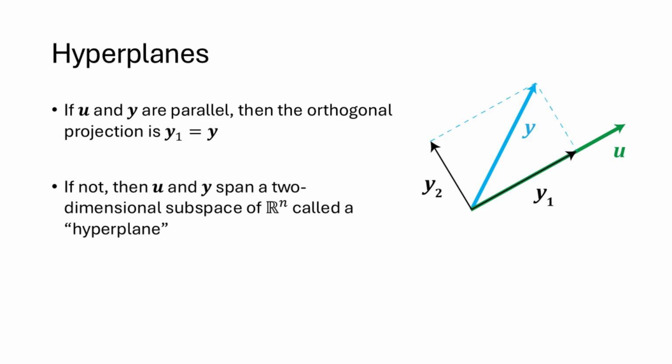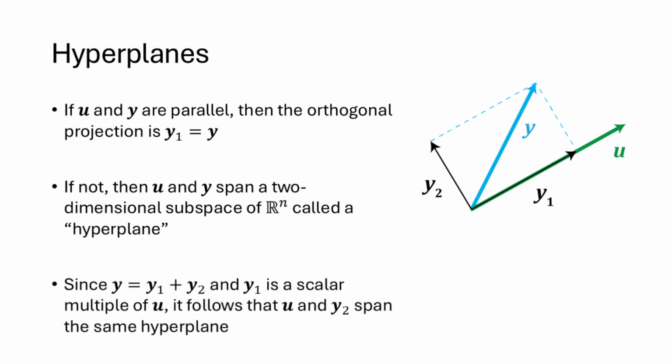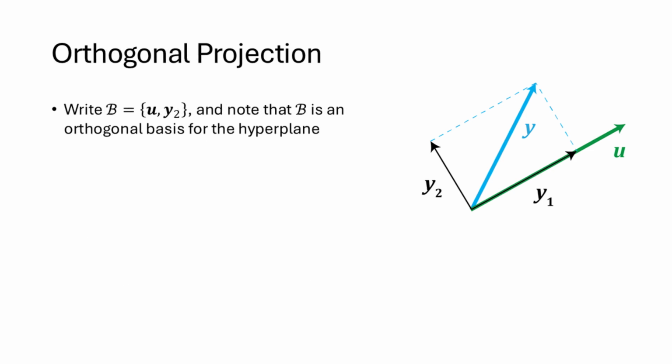If u and y are not parallel, then they span a two-dimensional subspace of Rn that we'll call a hyperplane. It's two-dimensional, so it's kind of like a plane in 3 dimensions, so the word that we use there is hyperplane. Now y is y1 plus y2, and y1 is a scalar multiple of u, and so it follows that u and y2 would also span the same hyperplane. But u and y2 are orthogonal to each other, which means that script B, being equal to the set u and y2, is an orthogonal basis for the hyperplane. Our space is two-dimensional, and those two vectors are orthogonal, and so that means that it's an orthogonal basis.